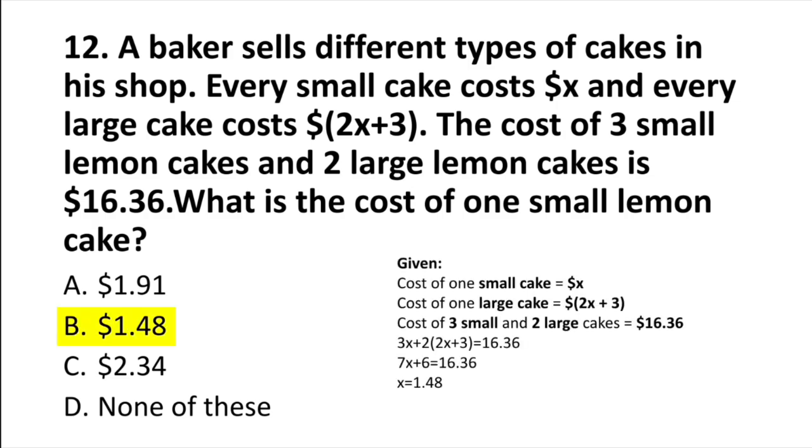The cost of 1 small cake is simply x dollars, and the cost of 1 large cake is 2x plus 3. As it's given, the cost of 3 small plus 2 large cakes is 16.36. So 3x plus 2 times (2x plus 3) equals 16.36. Solving for x, we get 1.48, which is the right answer.